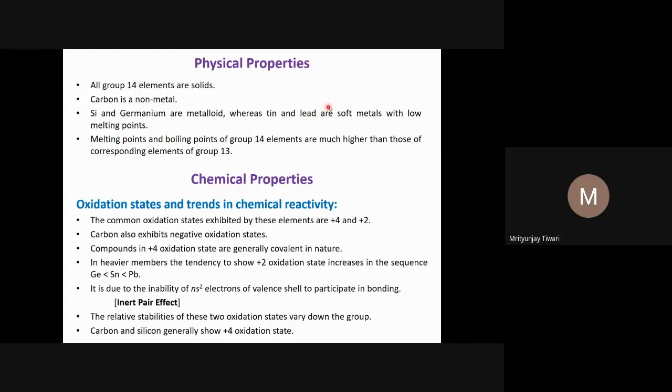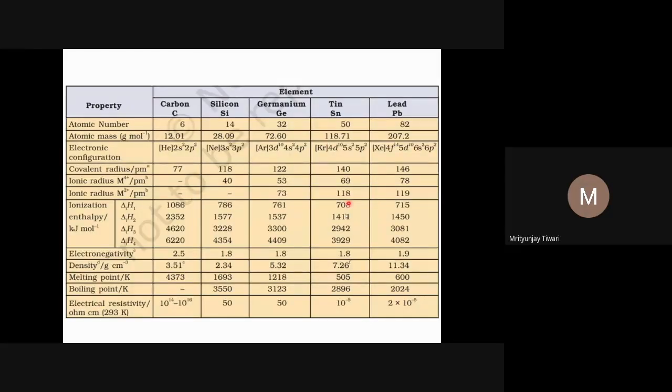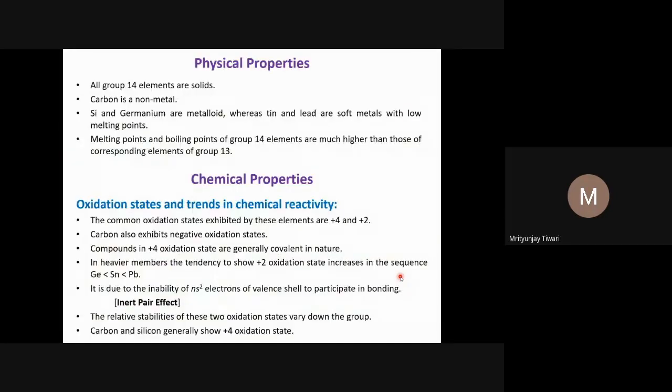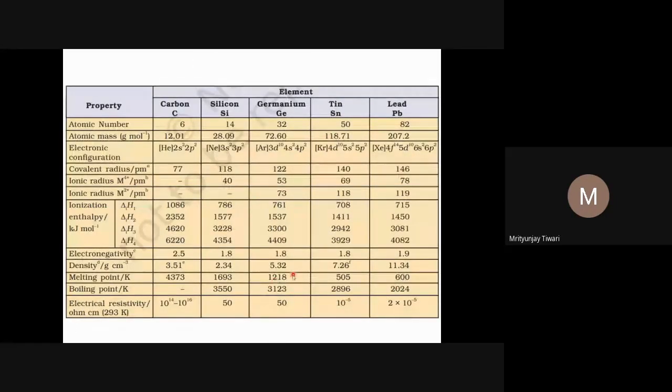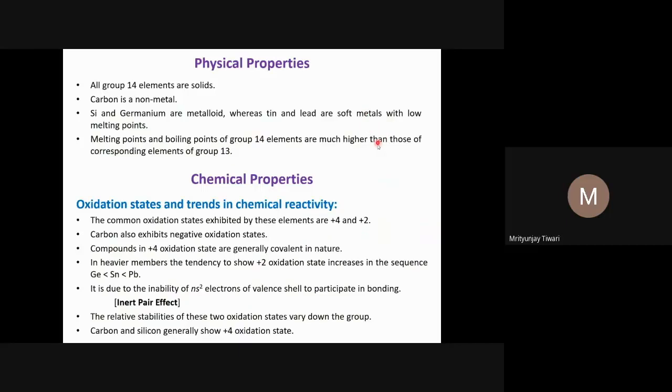So tin and lead are soft metals with low melting points, and the low melting point we have seen here. For the metals, a melting point of 505 and 600 is a low melting point, while you can see the melting points of other elements are very high. Silicon and germanium you should remember as metalloids or semiconductors. Silicon one should not remember as a non-metal, although the NCERT book says it's a non-metal.